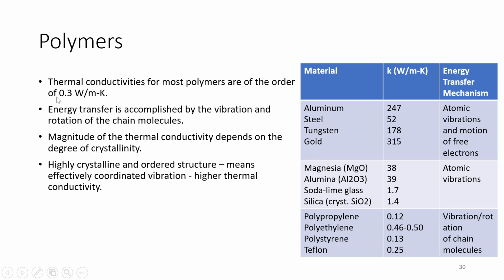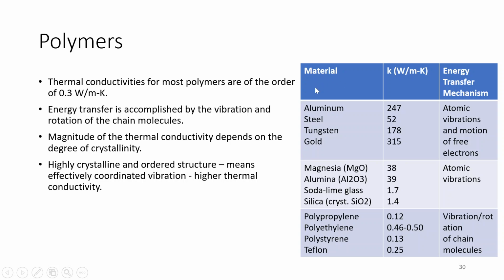Next is polymers. Thermal conductivities for most polymers are of the order of 0.3 watt per meter Kelvin. The energy transfer is accomplished by the vibration and rotation of the chain molecules. The magnitude of the thermal conductivity depends on the degree of crystallinity. The highly crystalline and ordered structure means effectively coordinated vibration and higher thermal conductivity.